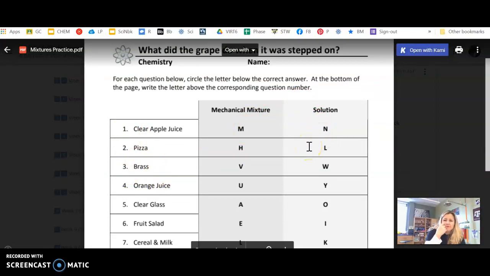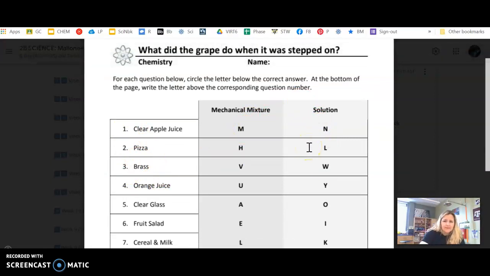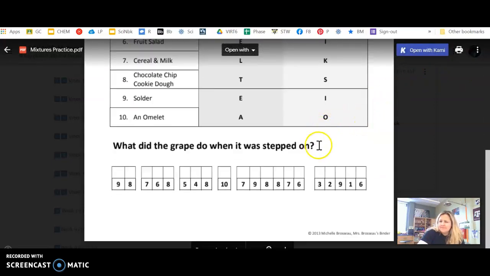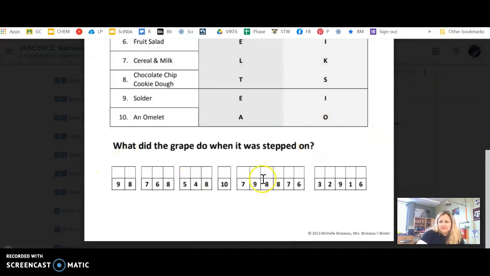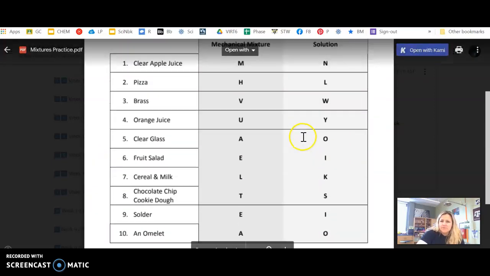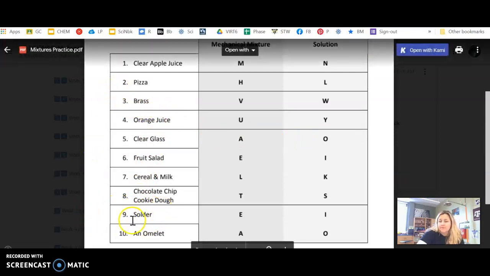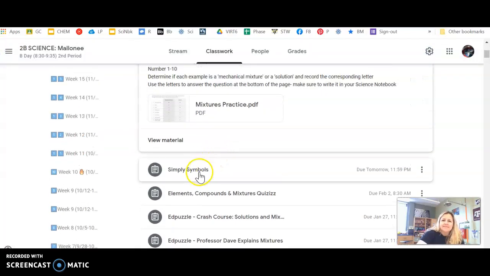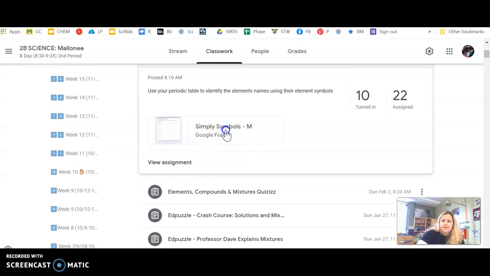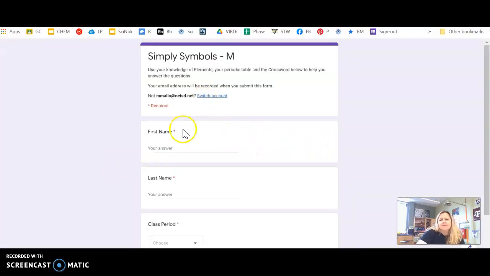You saw from your notebook, this is a new page, just number 1 to 10. And it's like one of those math homework assignments with like the cringy answer that's really funny. Yeah, the answer will help you understand if you got one of these wrong. You may need to look up brass and number 9 solder, because those might be things you're less familiar with. Okay. You've got that. And then you've got Simply Symbols, which of course I didn't have open.